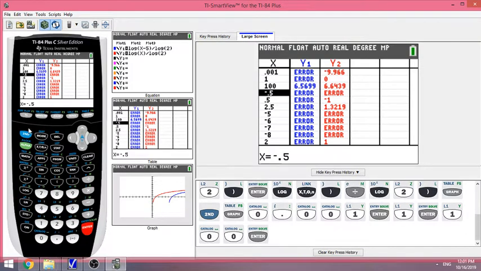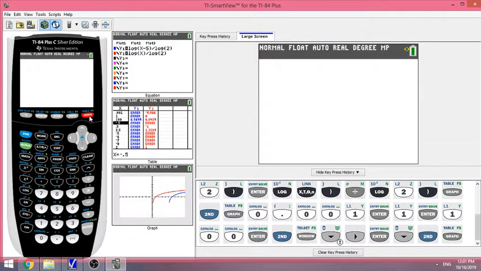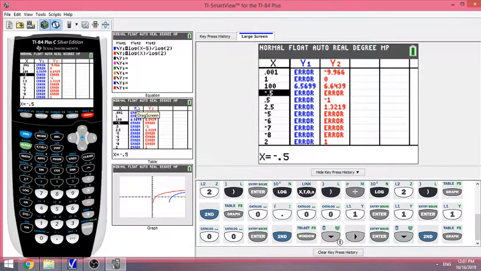For anyone wondering how I set up the table, you go to second, table set. For the independent variable, you want to change it from auto to ask. Click that and press enter. For the dependent variable, just leave it as automatic. Then go back to second and table. And here's the graph with the table.